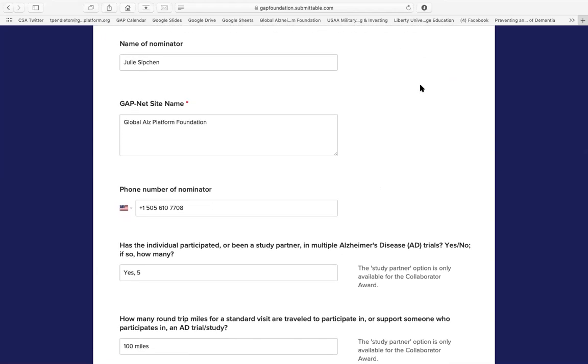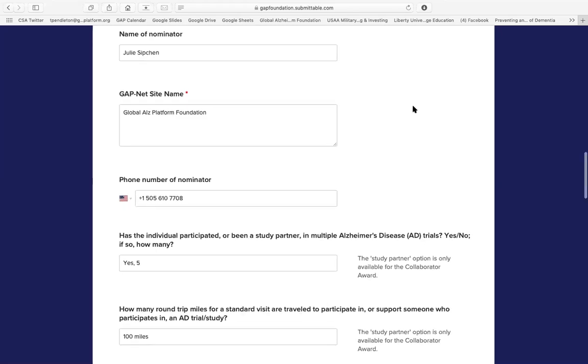The name of the nominator is whoever at your site is nominating this individual. This helps for those of us at GAP who are dealing with the CSA nominations. It helps us to know who to get a hold of. It also helps Rational 360 to know who the contact person at each site is.